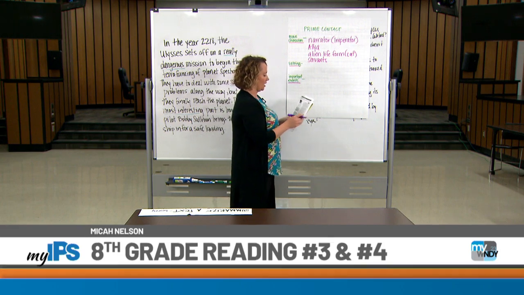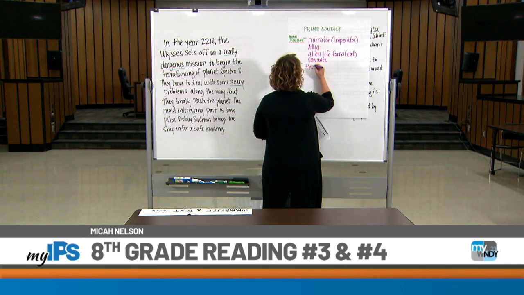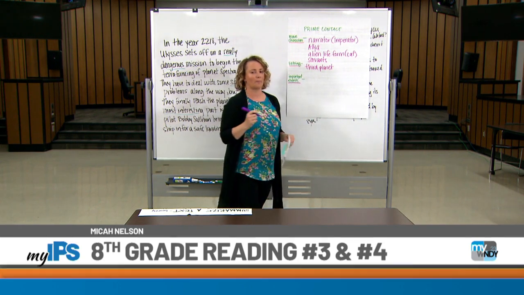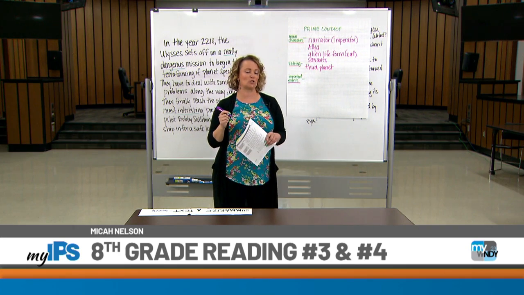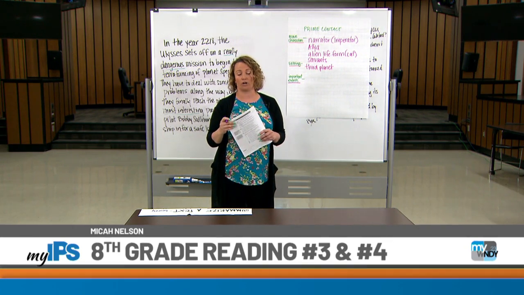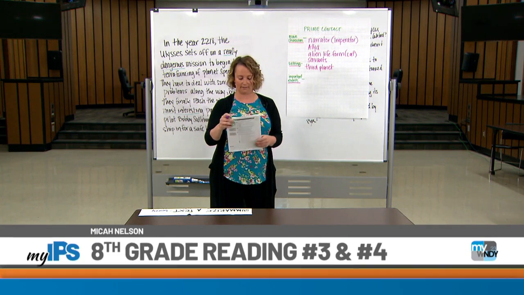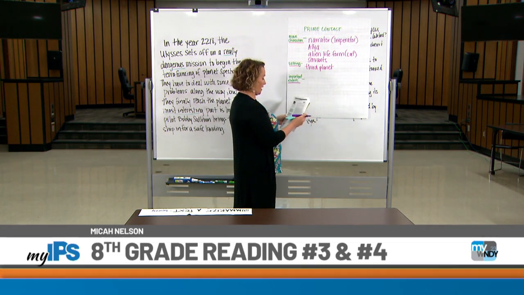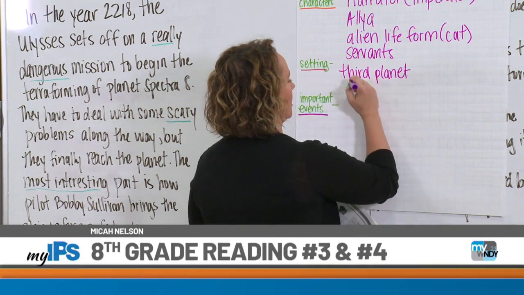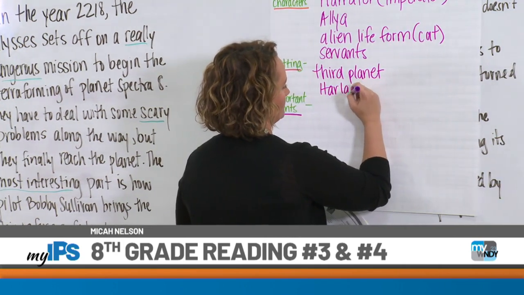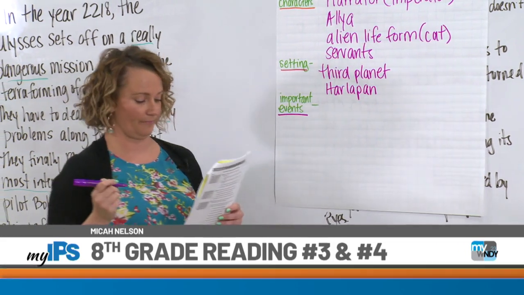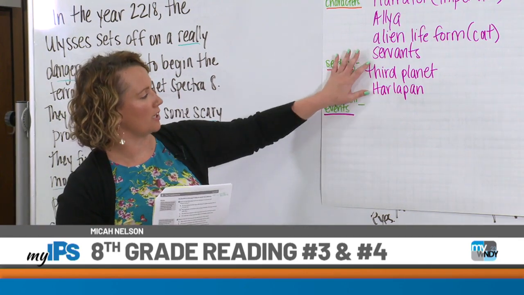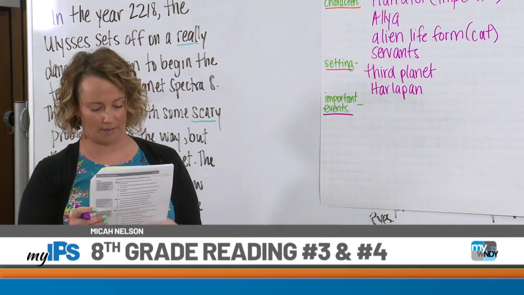Okay, the setting. We have the 3rd planet from the central star, which, if you remember from your astronomy classes, would be the Earth, right? Because we're the 3rd planet from the sun. Mercury, Venus, Earth. So then we also have the planet that they live on, which is Harlepan. You could also add the ship if you wanted to, but most of the story happens on those 2 places.